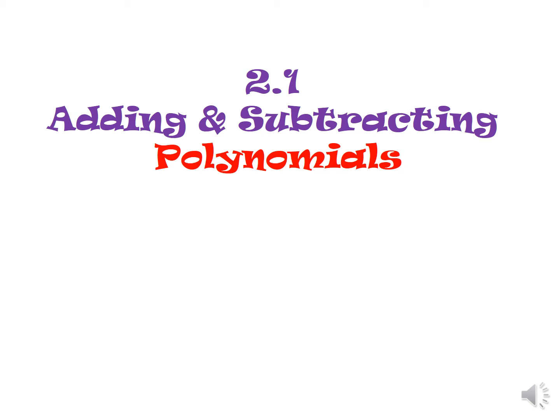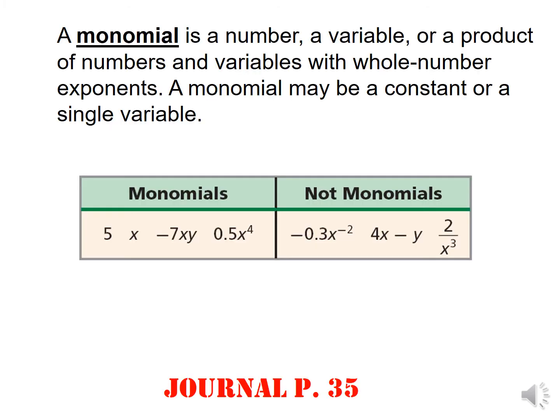Okay, today we're going to talk about adding and subtracting polynomials. This is Unit 2.1 in IM2. A monomial is a number, a variable, or a product of numbers and variables with whole number exponents. A monomial may be a constant, or it may be a single variable.